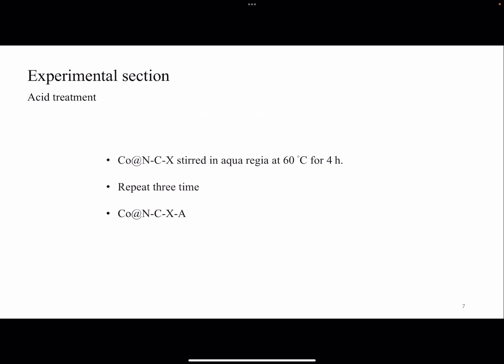And to find the active site, we perform a rigorous acid treatment. The pristine materials were stirred in aqua regia at 60 Celsius degrees for 4 hours. This process was repeated 3 times to ensure the complete removal of any surface cobalt species. And that is because the remaining surface cobalt species might trigger the HER. And we label this acid-treated sample as Co@NCXA.